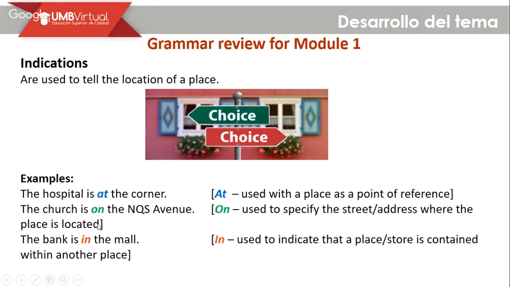Okay. Tenemos tres preposiciones, at, on, in. Ahora vamos a ver el uso exacto de ellas. El at lo utilizamos cuando nosotros estamos refiriéndonos a algún lugar de referencia exacto, right?